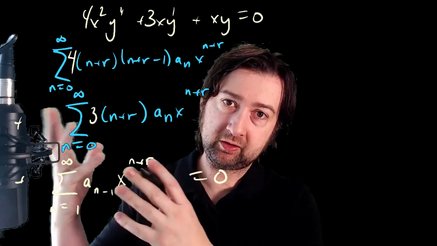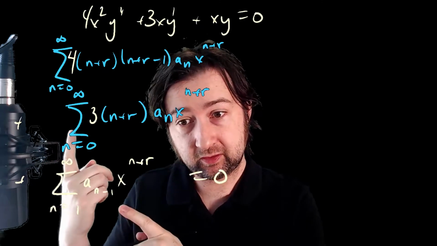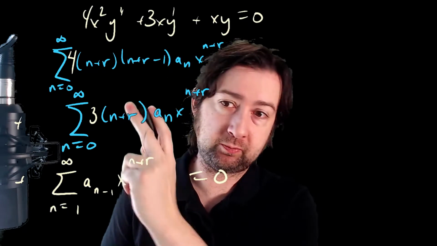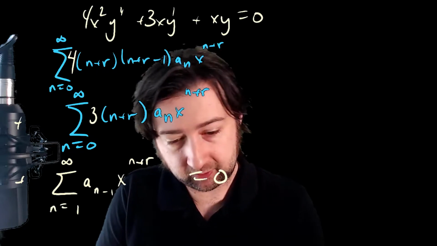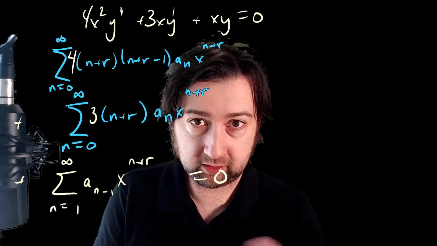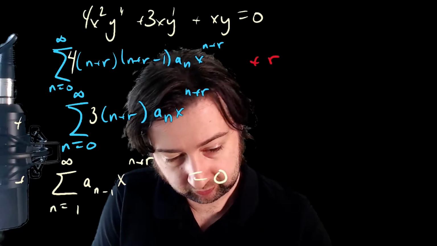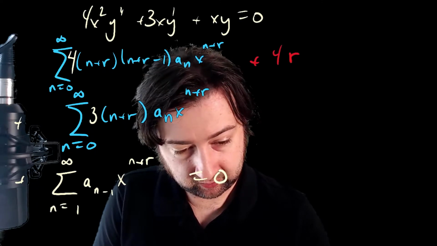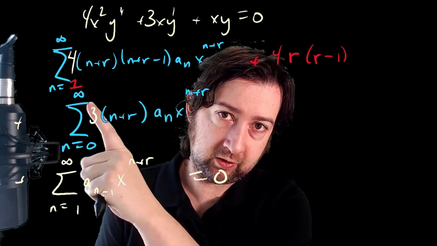So now we've got three sums, but now they don't all start at the same spot. The powers match, but the starting indices don't, because we have 0 and 0 and 1. So what we should do is pull off the n equals 0 terms of the first two sums. So what do those look like? If you put n equals 0 into the first sum, you would get a 4, and then an r, and then an r minus 1. So by pulling this out, now I start this series at 1 instead.